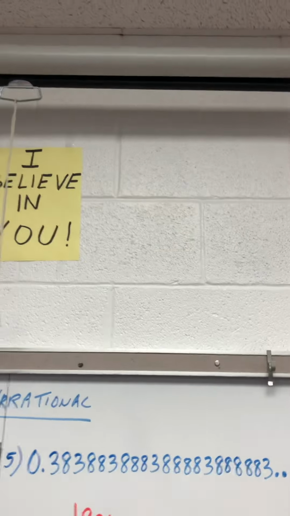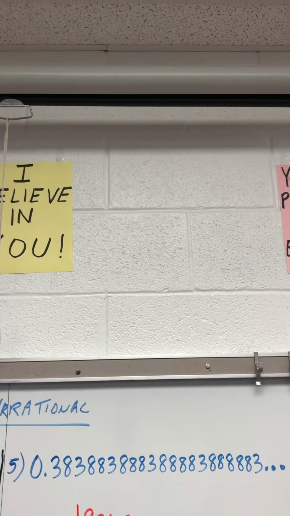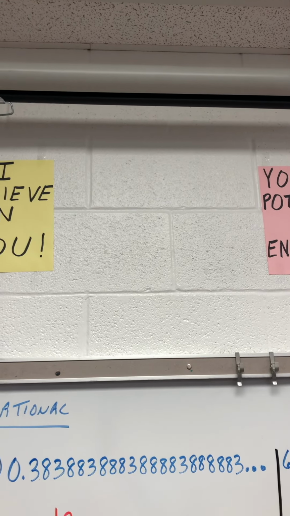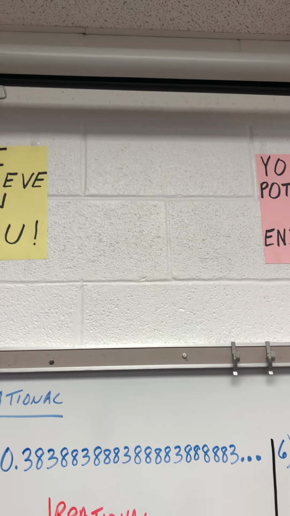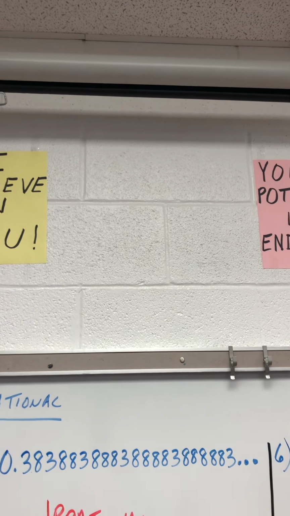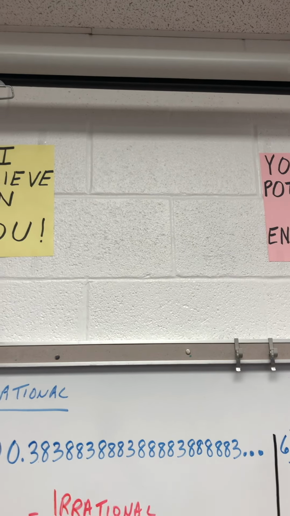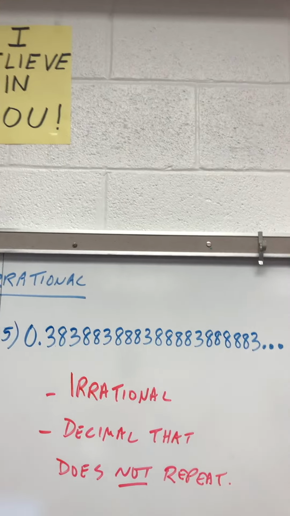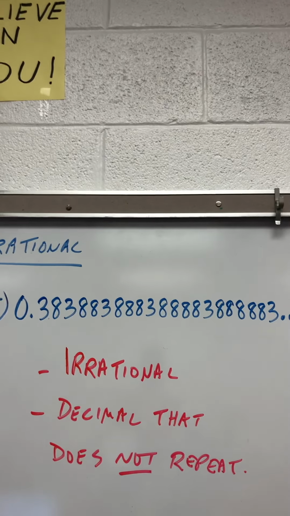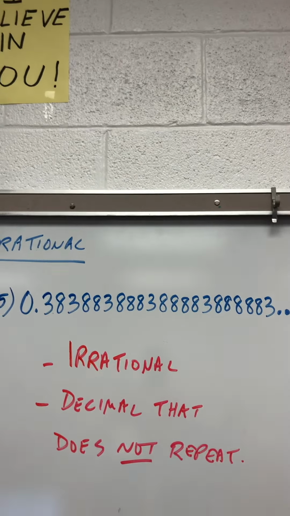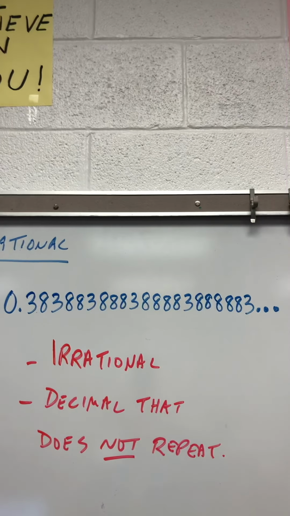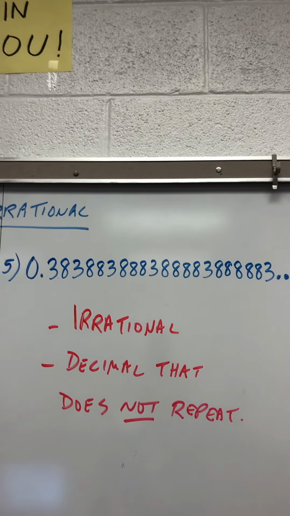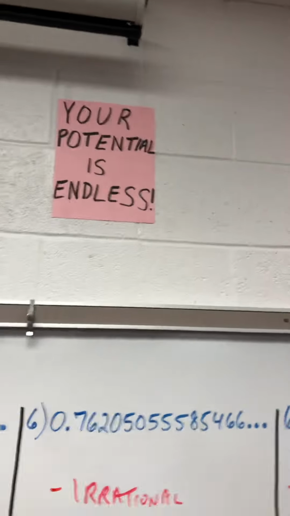Looking at this one, you have 0.383, 883, 8883, 88883, 888883, and so on. This is irrational because it's a decimal that does not repeat. Okay? There's obviously some kind of pattern here, but don't let that trick you. It's not repeating. It's irrational.